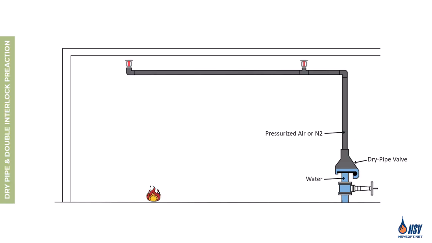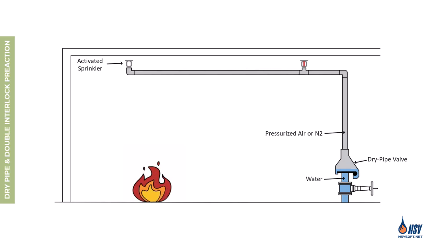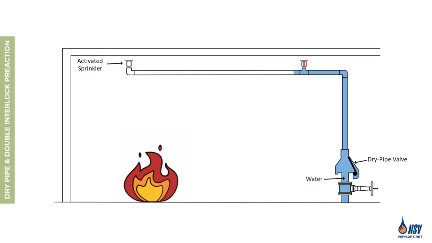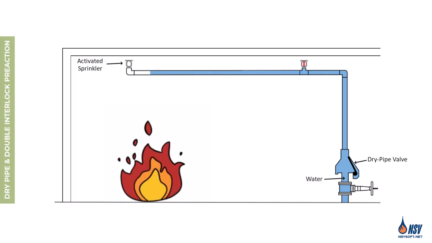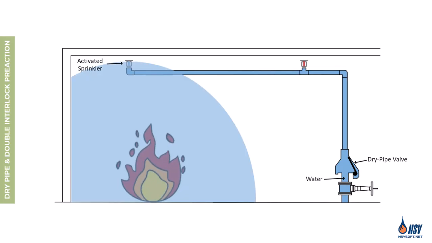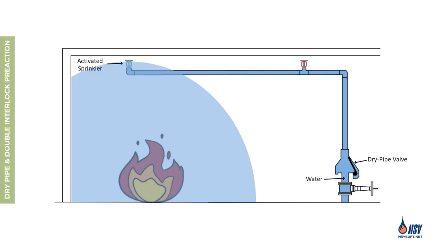When a fire starts in a building protected by a dry pipe system, rising temperatures activate the sprinkler head. This causes the pressurized air or nitrogen used to keep the dry pipe valve closed to discharge from the piping network. As the pressure drops, the valve opens, allowing water to flow into the system, fill the pipes, and discharge through the activated sprinkler. This operation takes time and introduces a delay in system response, allowing the fire to spread and involve a larger area.